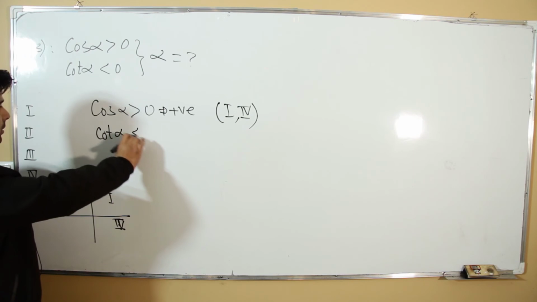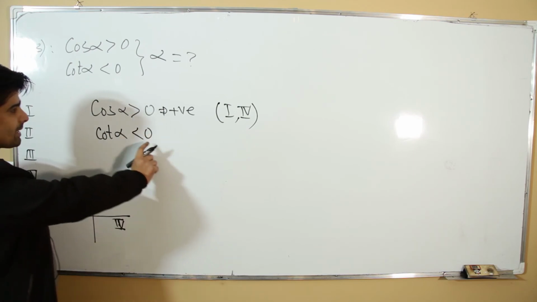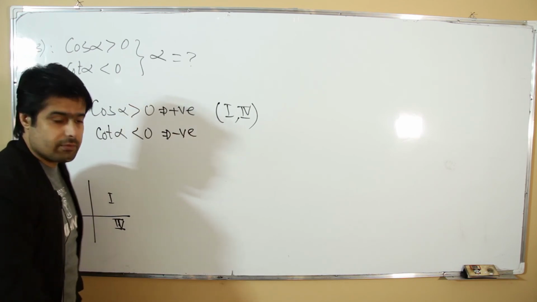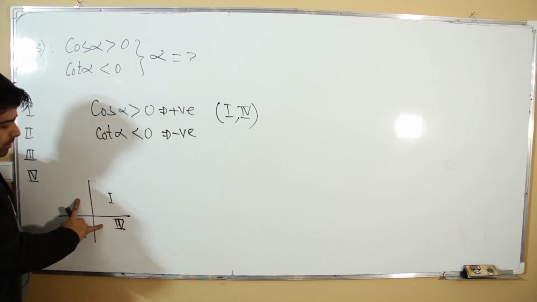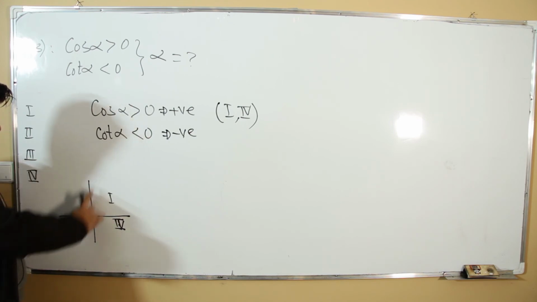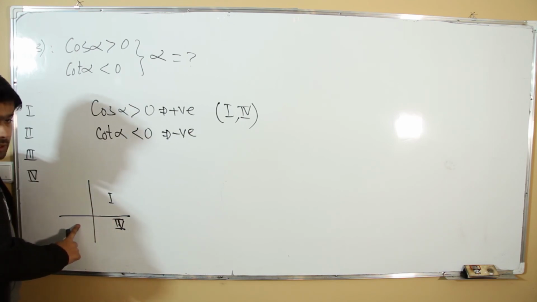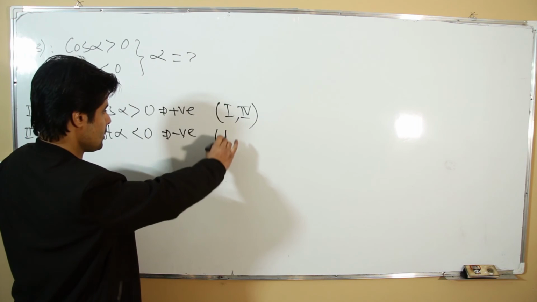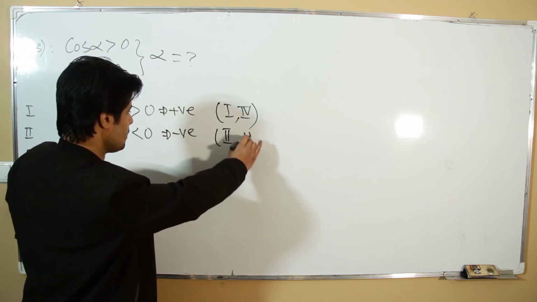Now, alpha is related also to cotangent. Cotangent of alpha less than 0 means negative. Now cotangent is negative where? In the second and in the fourth. Why? In the first all of them are positive, and in the third coordinate cotangent, like tangent, is positive, but negative is asked, so we can say second and fourth.